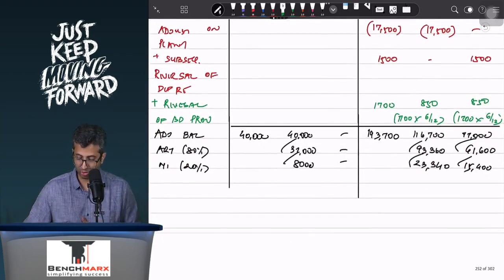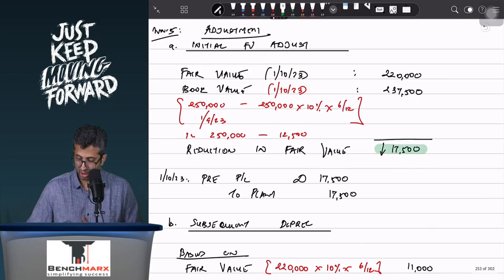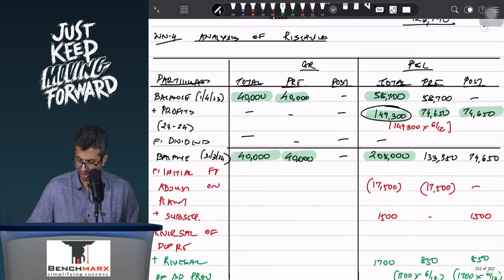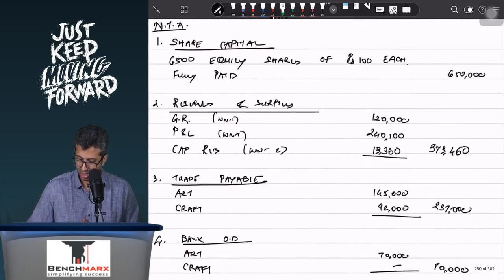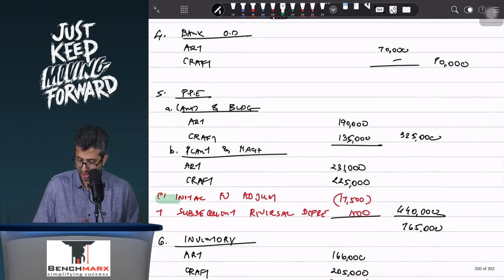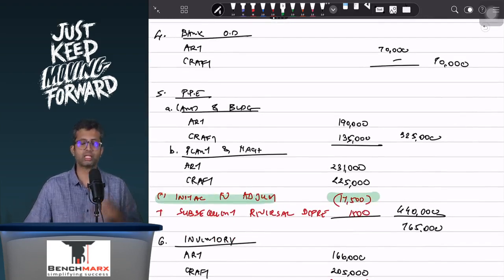and this is plant and machinery to be reduced by 17,500. Your entry will be pre-P&L account debit to plant and machinery. So over here 17,500 in the pre column, and the second effect goes in the plant and machinery. Over here this will be less initial fair value adjustment. Now due to this, the depreciation will also change.